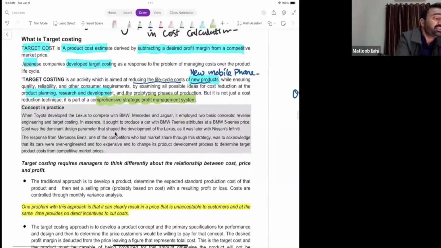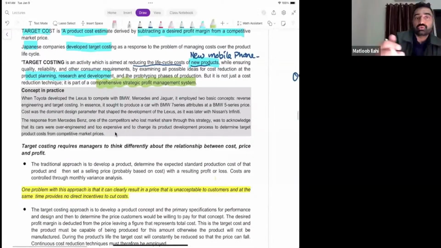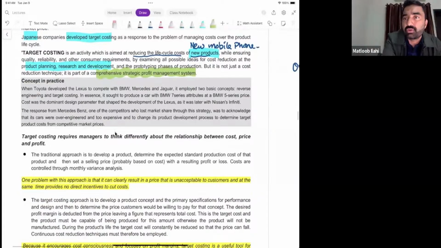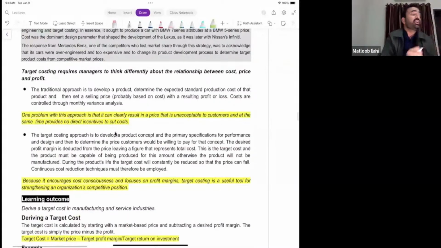So the concept in practice, when you go through this, is that when Toyota developed the Lexus model to compete with BMW, Mercedes, and Jaguar, it employed two basic concepts: reverse engineering and target costing. So you can go through it. Next, target costing requires managers to think differently about the relationship between cost, price, and profit. As I told you, this is an out of the box approach.